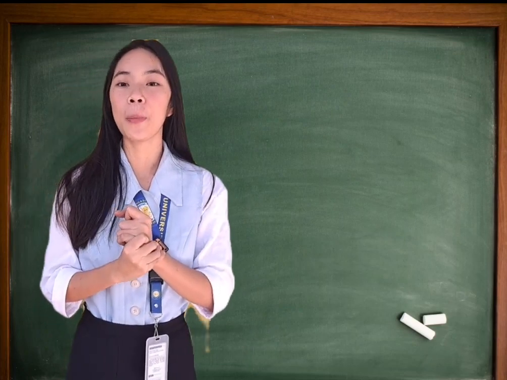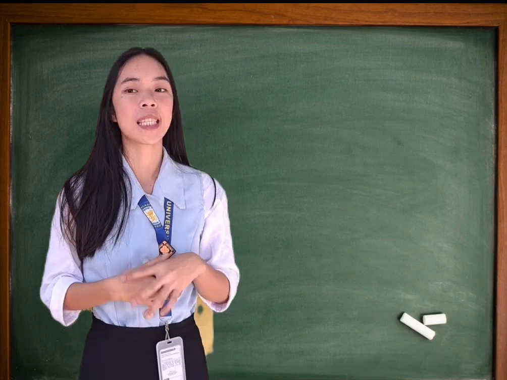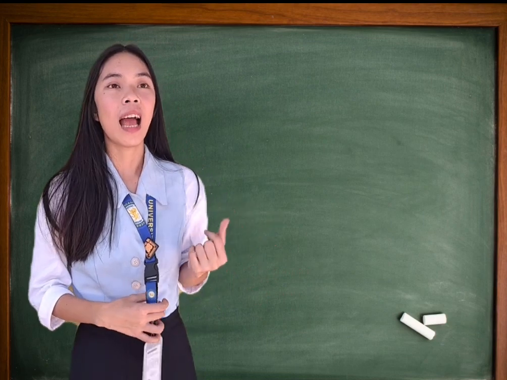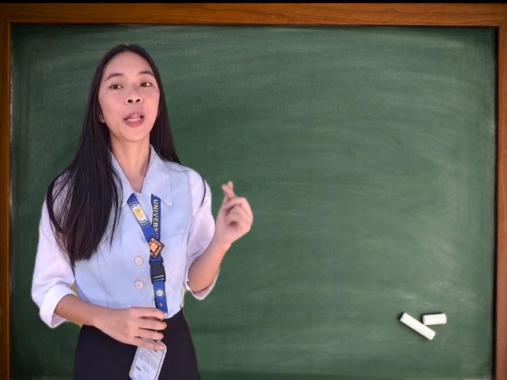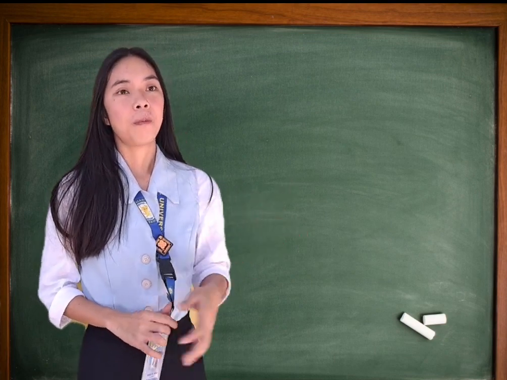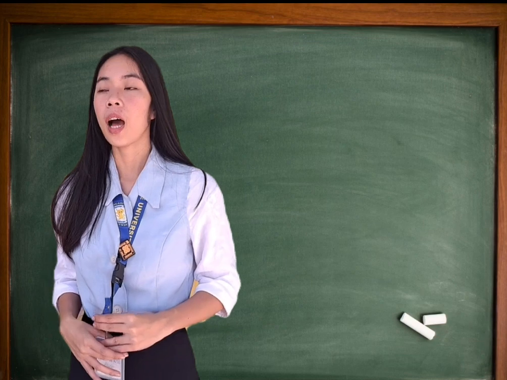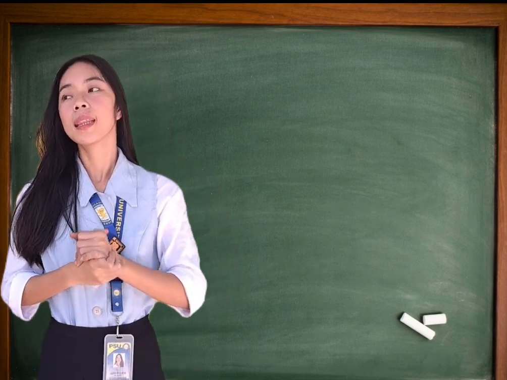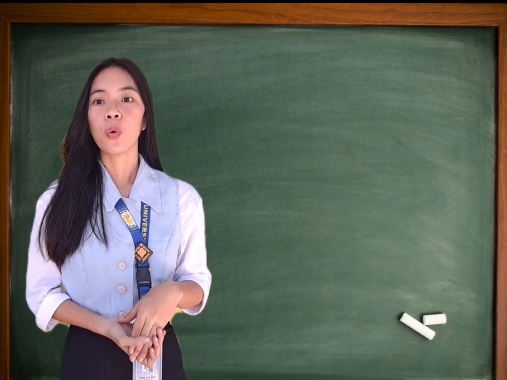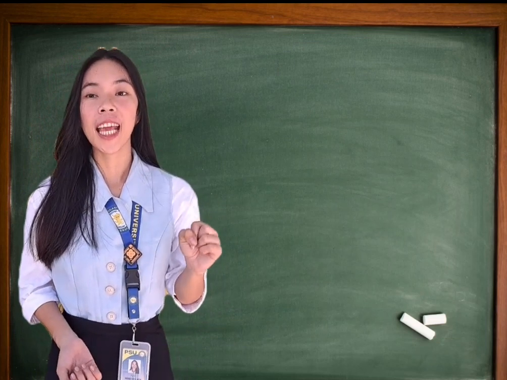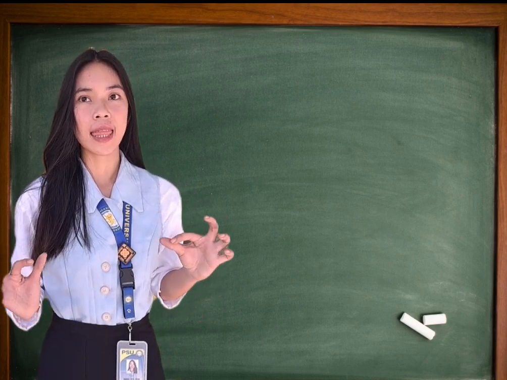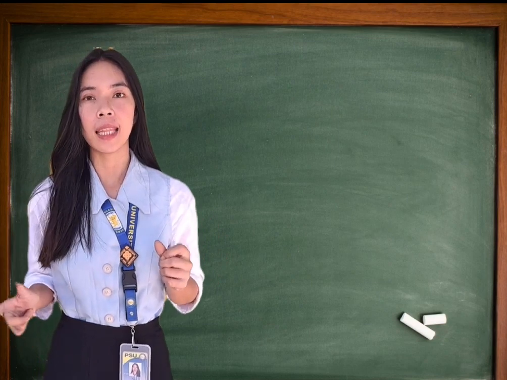So, for activity number 2, get a 1/2 crosswise, then underline the adverb of place in each sentence. I will read the sentence, then write the adverb of place that's stated in the sentence. Okay, bring out a 1/2 crosswise now. I will read each question twice, then you only write the adverb of place. Don't write the whole sentence.